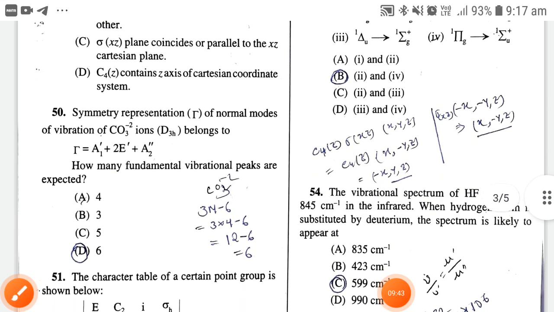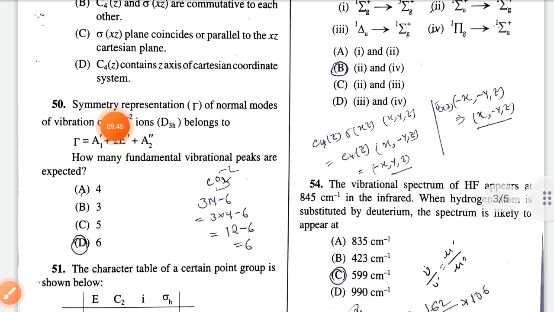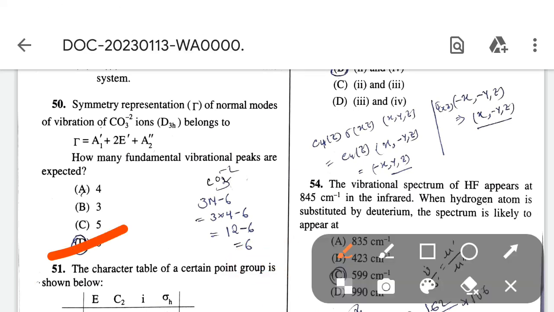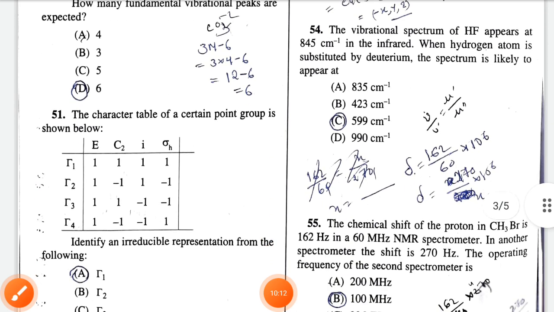Next, symmetry representation of normal modes of vibration of CO3 2 minus ions. This belongs to the D3h point group, and this is the representation. So how many fundamental vibration peaks are expected? Here the formula is 3n minus 6. So 6 vibrational peaks are there. Option D is correct.